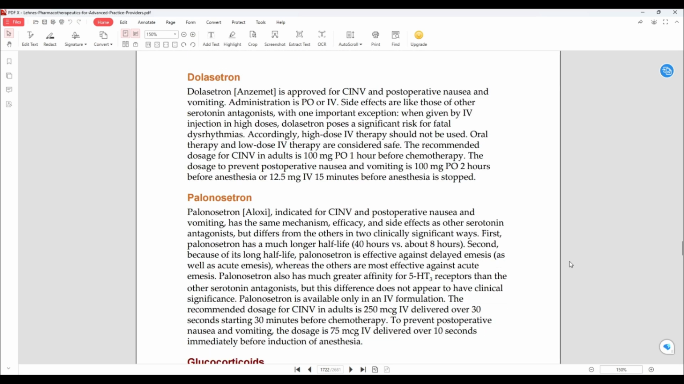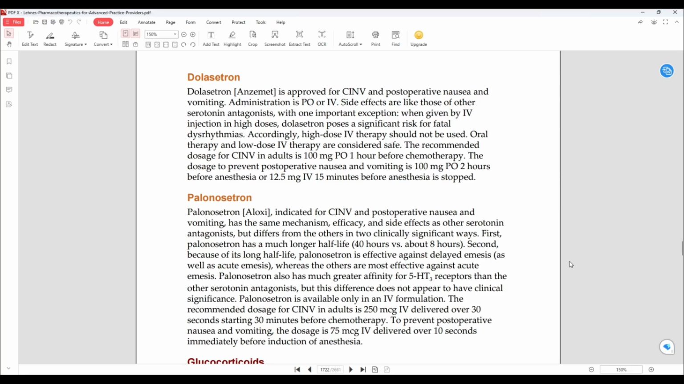That brings us to the third, dolasetron, also known as Anzemet, which is approved for CINV and post-operative nausea and vomiting. Administration again is PO or IV. Side effects are like those of the other serotonin antagonists, with one important exception. When given by IV injection in high doses, dolasetron poses a significant risk for fatal dysrhythmias. Accordingly, high-dose IV therapy should not be used. Oral therapy and low-dose IV therapy are considered safe.